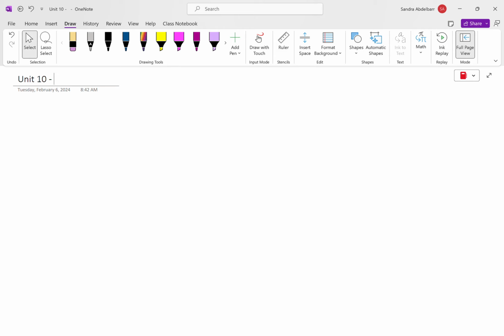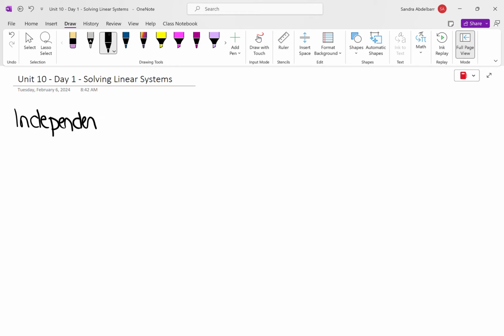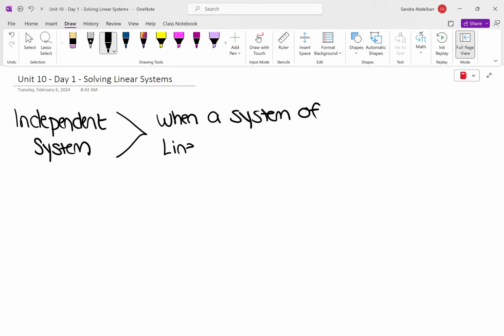All right, so we are Unit 10, Day 1. We are going to talk about solving linear systems. All right, so there are different kinds of systems. There is an independent system. And an independent system is when a system of linear equations has exactly one solution.